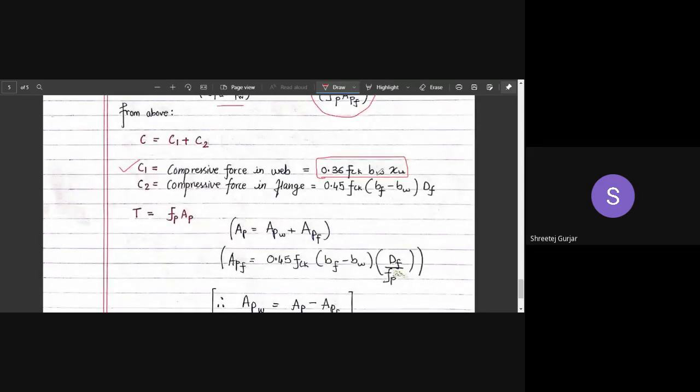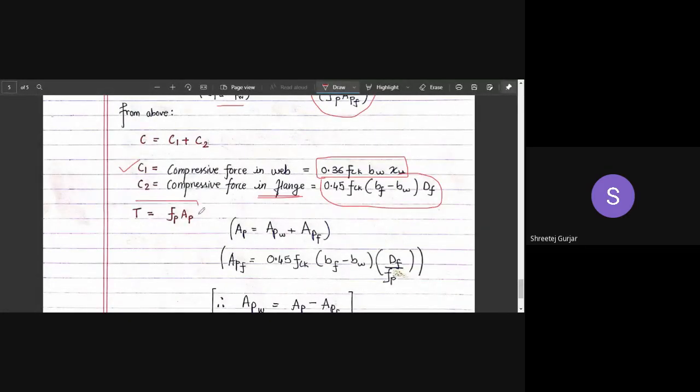Right, BW into XU, and this is for flange. C2 is for flange, so 0.45 FCK BF minus BW into DF. Okay, remember this particular equation. Okay, these two equations you have to remember.